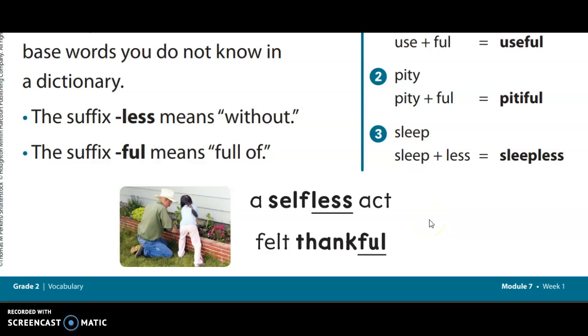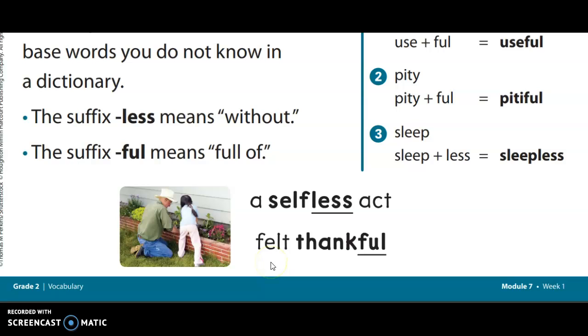And then at the bottom it shows us two phrases. First, it has a selfless act. A selfless act. So think about that for a minute. What would a selfless act mean? There's a clue that gives us a better understanding of what that means. Doing something that shows you care more about others than yourself. Because we know less means what? Without. So you take your base word self and you think, without that, you are selfless. So a selfless act means that you do something for someone else and you're not really thinking about yourself.